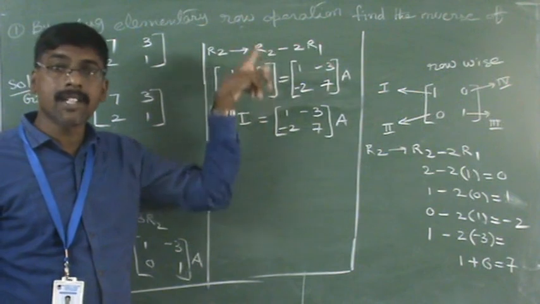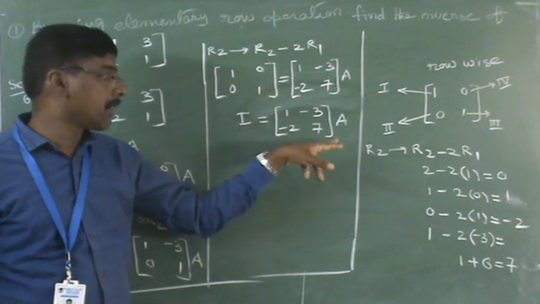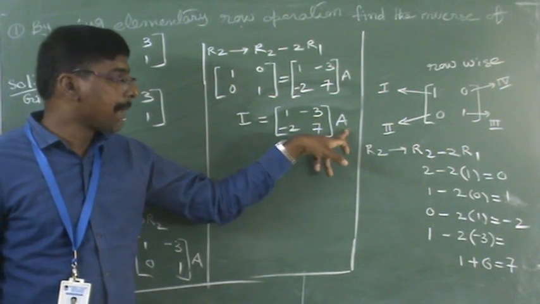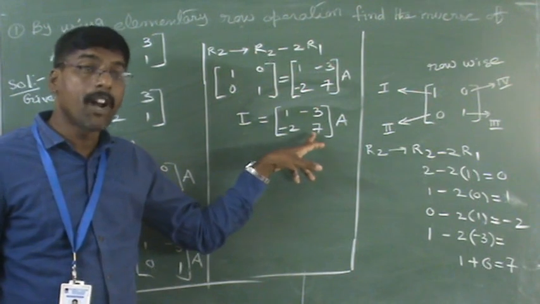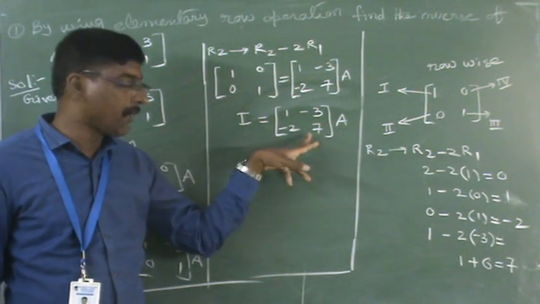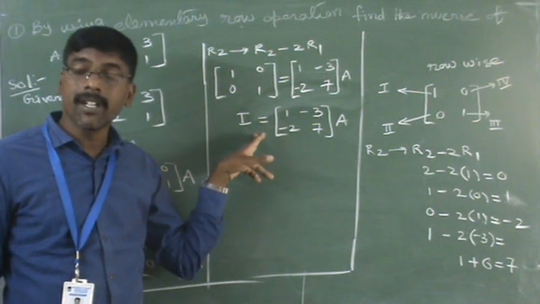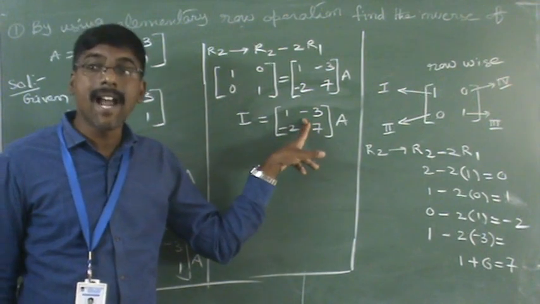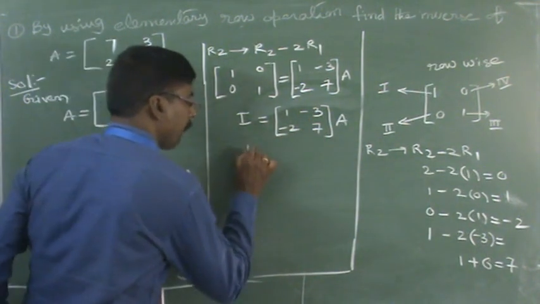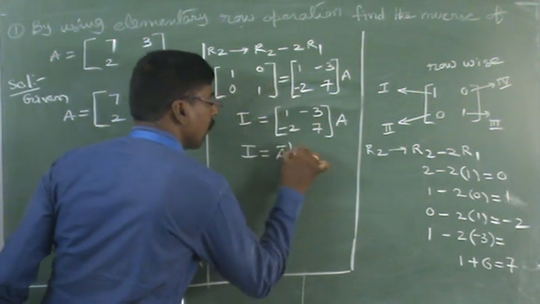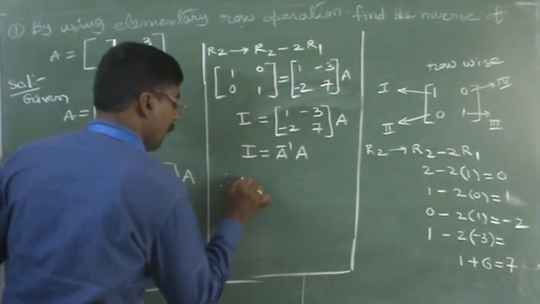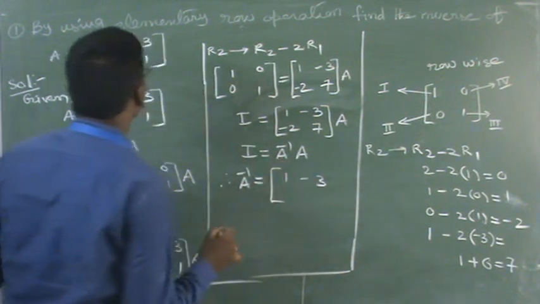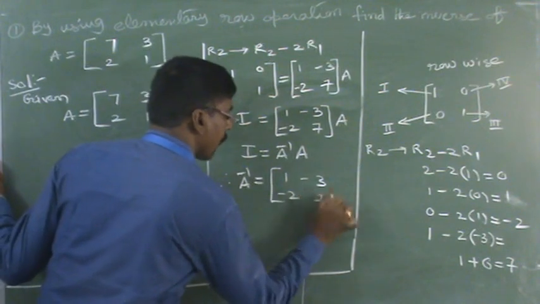The first topic of discussion was that unit matrix. That is, when a matrix A is multiplied with one more matrix, the answer should come as a unit matrix. At that time, this matrix is called the inverse of the given matrix. Immediately we can write I is equal to A inverse into A. Therefore, A inverse is equal to 1 minus 3 minus 2 7.